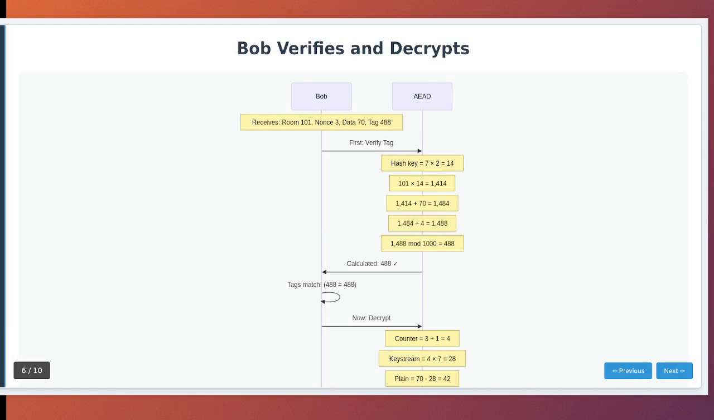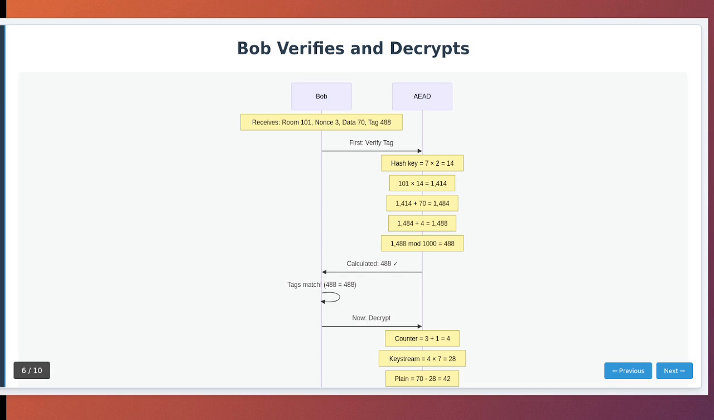Bob's verification and decryption process. Now let's see how Bob processes the received message. This is where AEAD's authenticate first, decrypt later approach shows its security wisdom. Bob receives room 101, along with associated data, nonce 3, ciphertext 70, and tag 488. His first job is to verify the tag. This is crucial. He must check authenticity before attempting decryption. Bob recalculates the tag using the same process as Alice. He has the same key, 7, so he derives the same hash key.